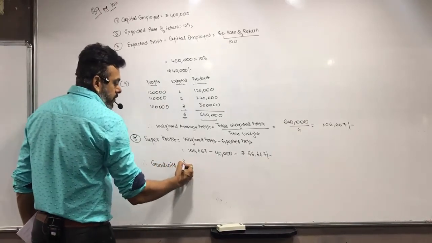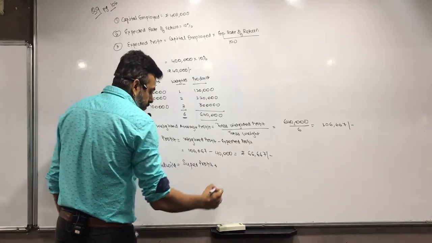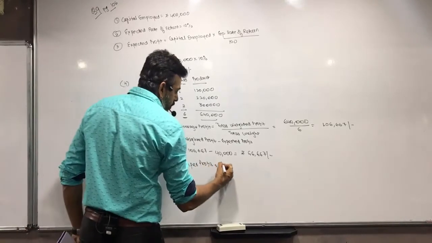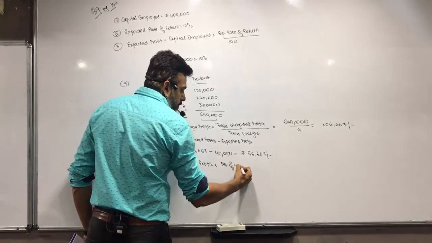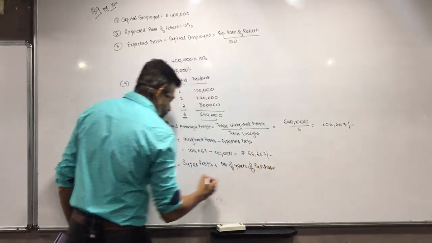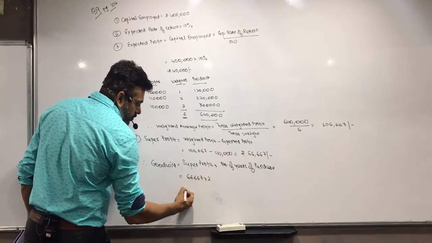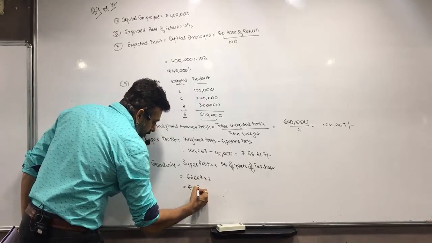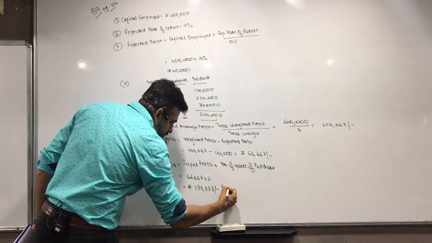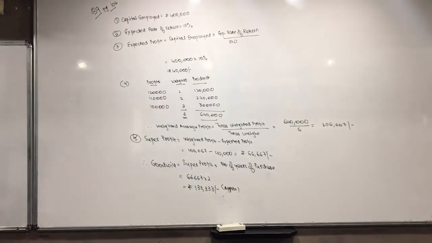Therefore, goodwill is equal to super profit into number of years of purchase. What is the number of years? 2 times. So 66,667 into 2 is equal to ₹1,33,333 approx, because it will be again 0.33.